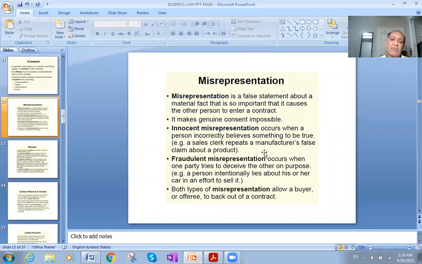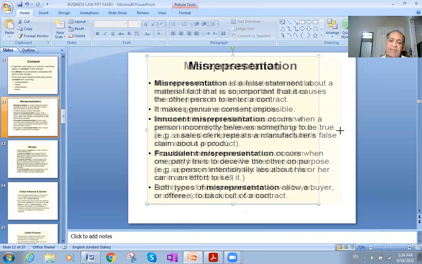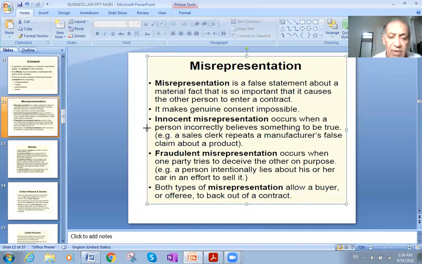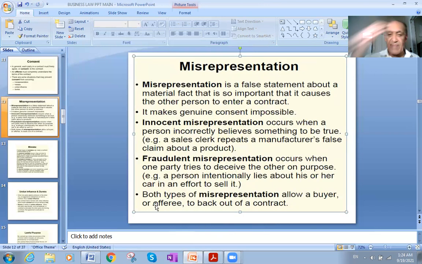Another point we call misrepresentation. What do we mean by the word misrepresentation? Misrepresentation, as you see, is a false statement about a material fact. Something is false in the contract. We wrote a false sentence that is so important that it causes the other person to enter a contract. So it might be harmful, and it will make the consent impossible.